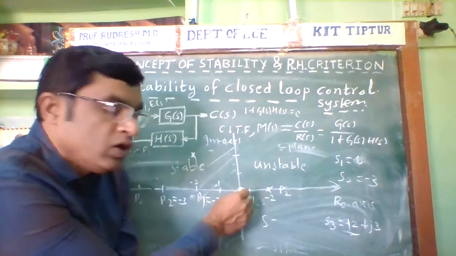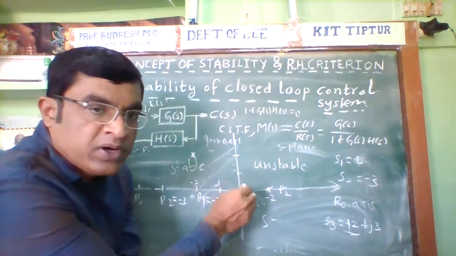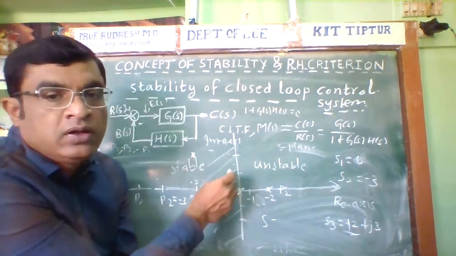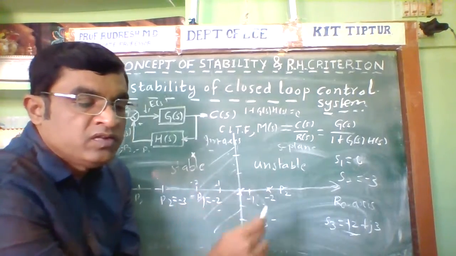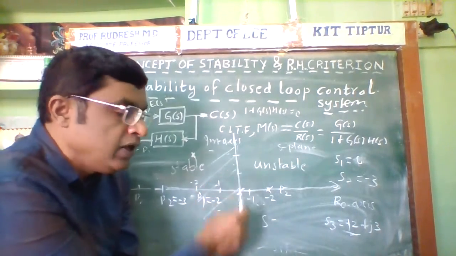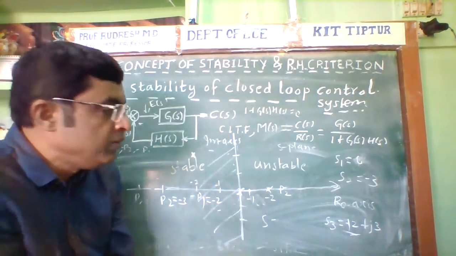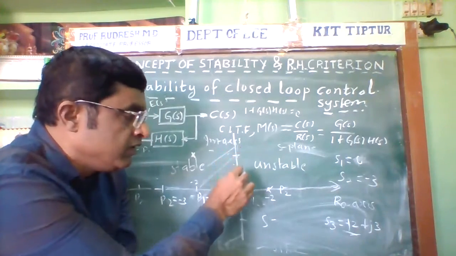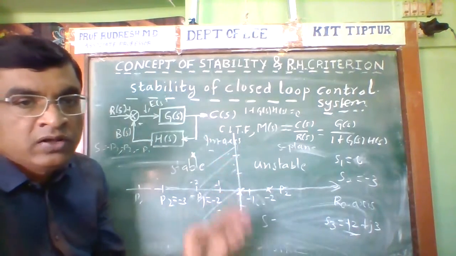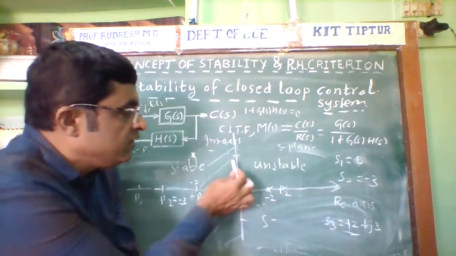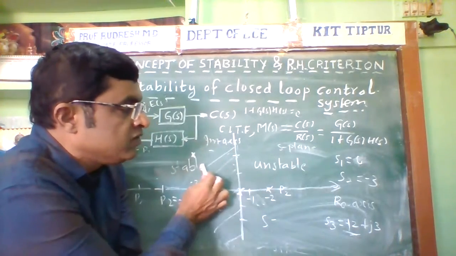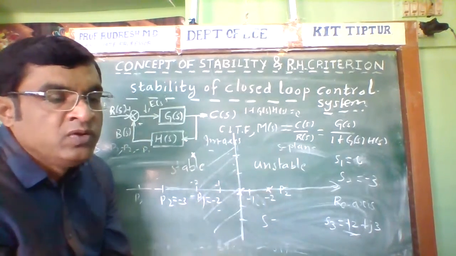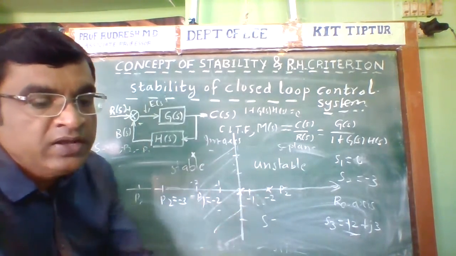If any one root or more roots are lying on the origin, then such a system is called a limitedly stable system. Similarly, if roots are lying on the j omega axis, it is also called limitedly stable. We can't say whether it is a stable system or an unstable system, so hence it is called a limitedly stable system.